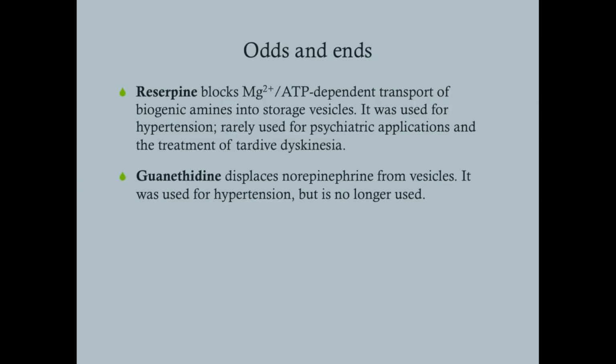Some odds and ends. There are a couple of drugs that we kind of talked about, going back to that transmission of catecholamines. Reserpine is a drug that isn't used so much anymore. It was used widely for hypertension. What this does is it blocks that magnesium ATP-dependent transport of biogenic amines into the storage vesicles, and so that's going to cause more catecholamines to exist in the cytosol of that presynaptic neuron. Consequently, the more that exists in the cytosol, the more is available for MAO to metabolize it, and so it's going to deplete the presynaptic stores of catecholamines. As I said, it was used for hypertension, but it's very rarely used now.